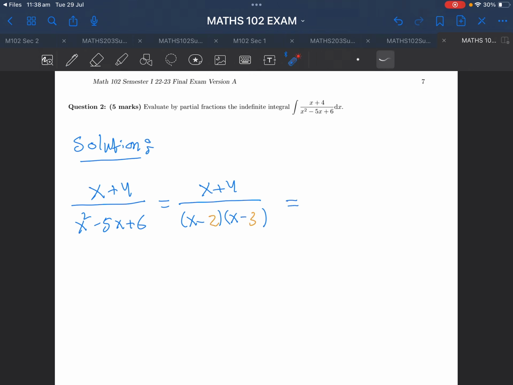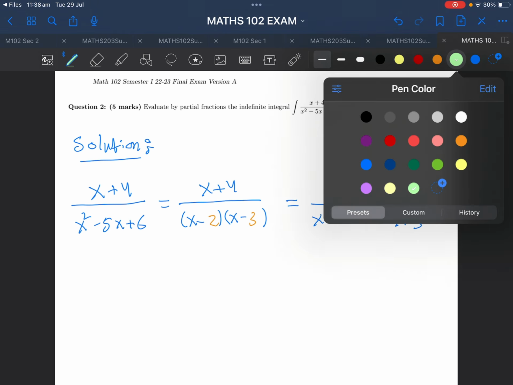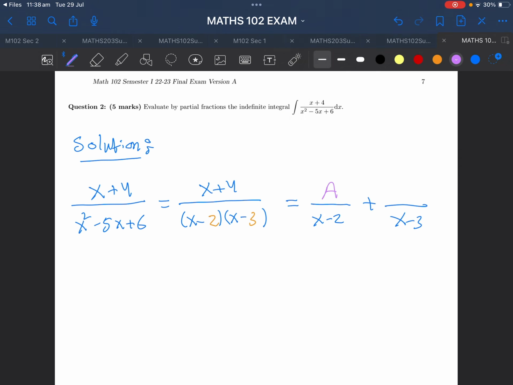Next, we need to write the partial fraction. What does it mean, partial fraction? It means we split the fraction. So it will be x minus 2, x minus 3, and then we have two numbers. Those two numbers are a and b. That's what we get. Next step, you need to multiply everything here by this.